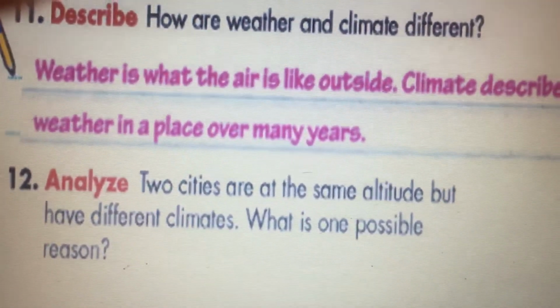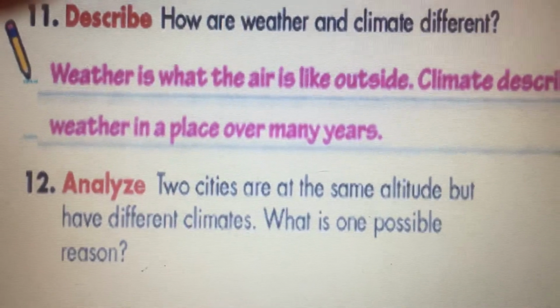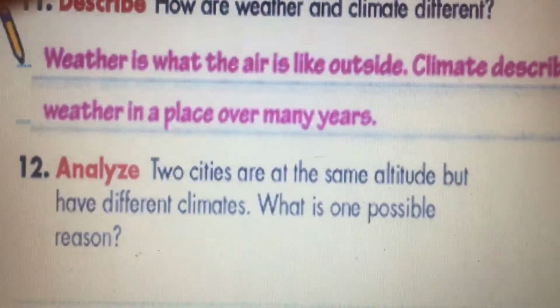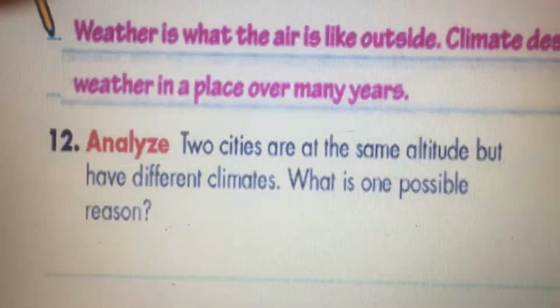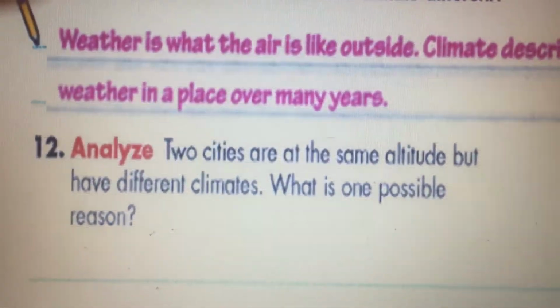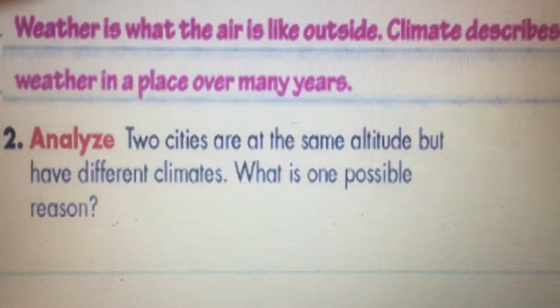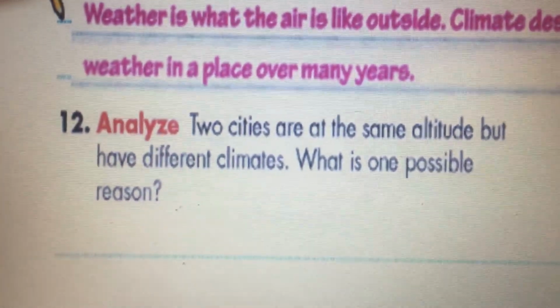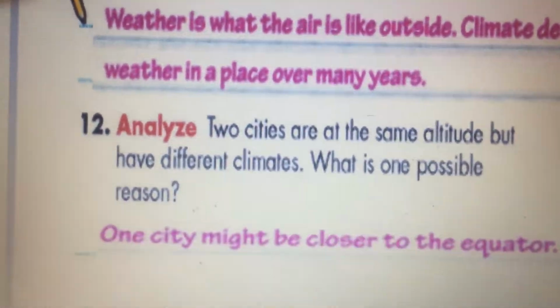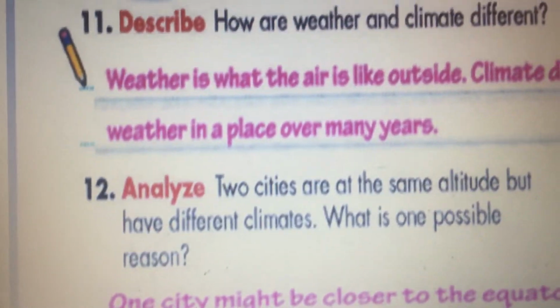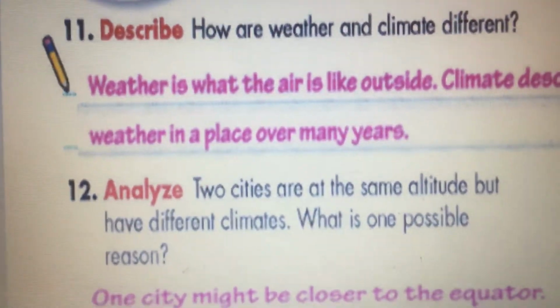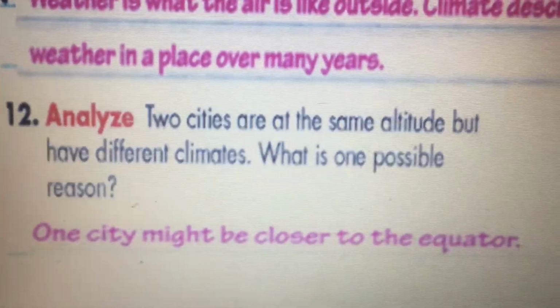Now, number 12. Two cities are at the same altitude but have different climates. What is one possible reason? One city might be closer to the equator.